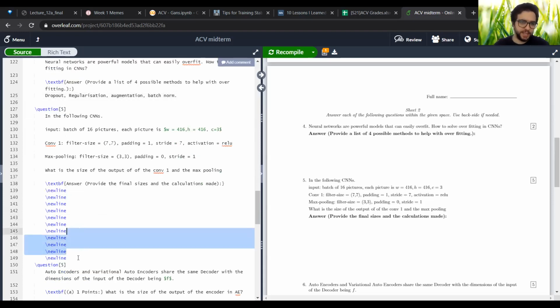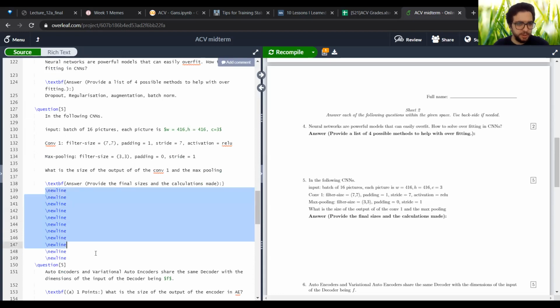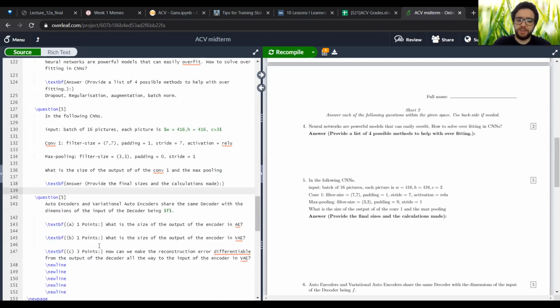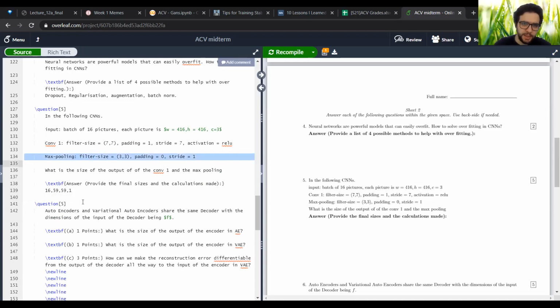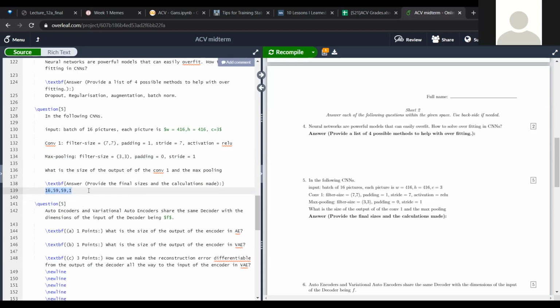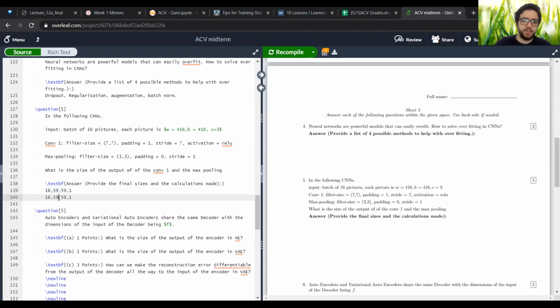For this one, as I remember, it was 57, right? So 16 by 59. 59, so thank you. Yes, 59, 1. And the other one was, did somebody remind me, for the max pooling? Should be 57. Nice. Yes, 57. And just show me the calculations.